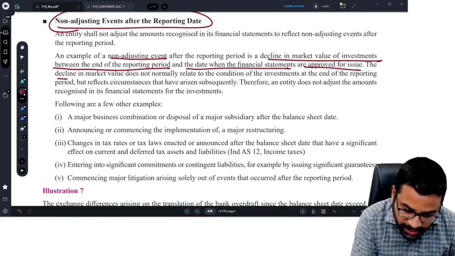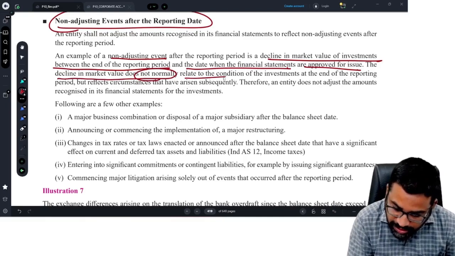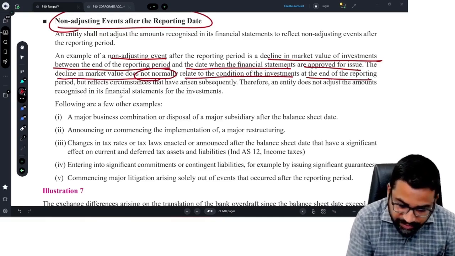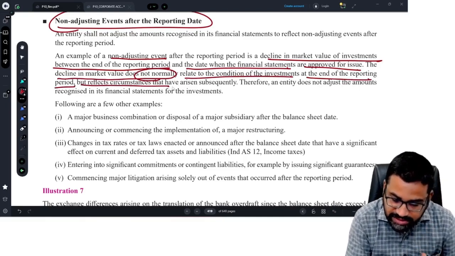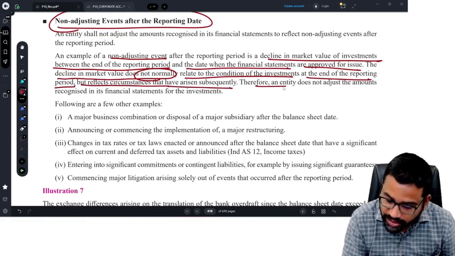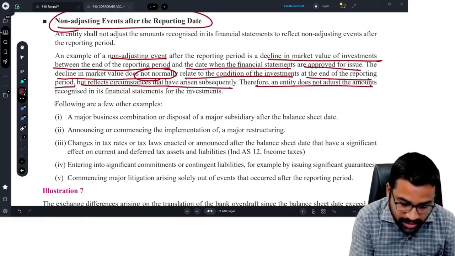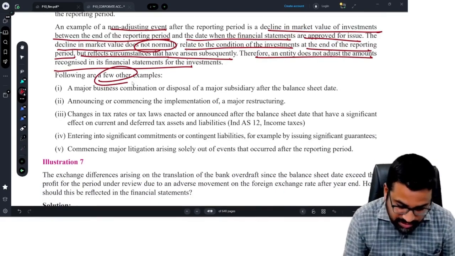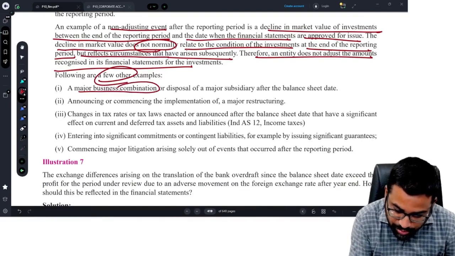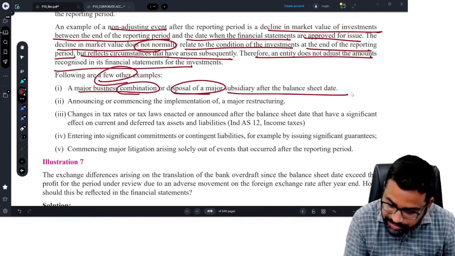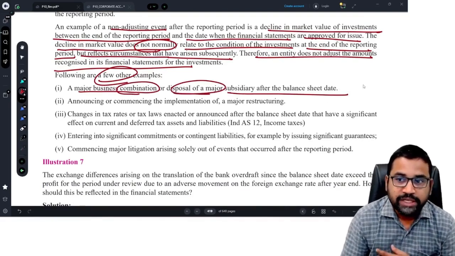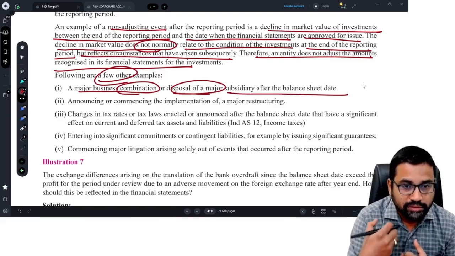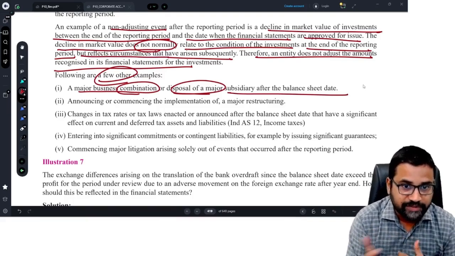So the decline in the market value does not normally relate to the condition of the investment at the end of the reporting period, but reflects the circumstances that have arisen subsequently. Therefore, an entity does not adjust the amount of investments in the financial statements. Few other examples also given, like for example, a major business combination or disposal of a major business subsidiary after the balance sheet date. Suppose for example, we sold any of our businesses after 31st March.